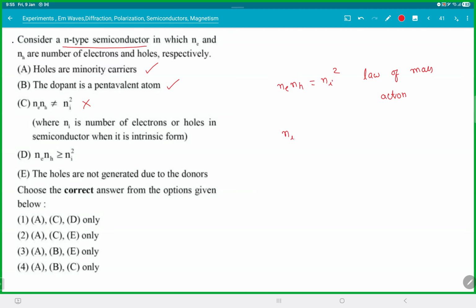This Ni depends on temperature. This is actually given by A T power 3 by 2 into E power minus delta Eg by some KT. Something like that will come. No need to remember the formula. Just remember Ni increases with temperature. And this is the reason why resistance of semiconductors will decrease when you increase the temperature, whereas for conductors, resistance increases. Resistance of semiconductors decreases when you increase temperature.